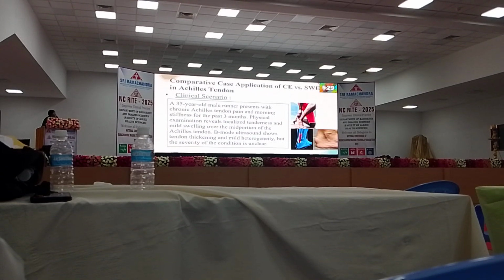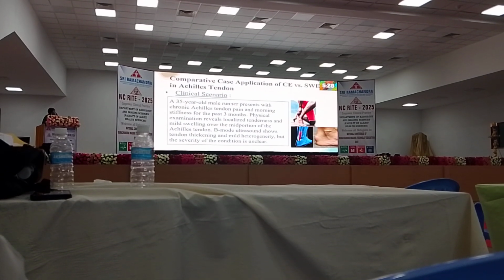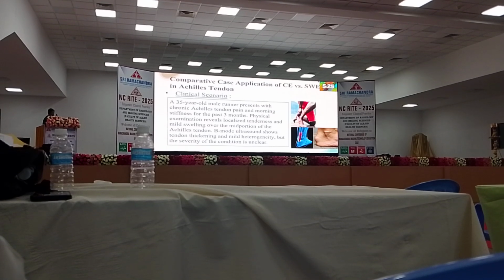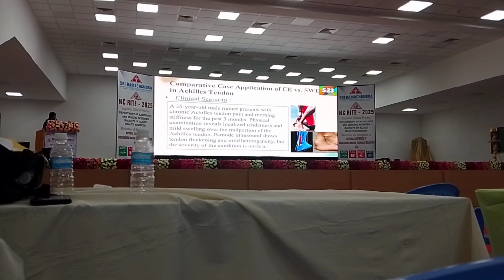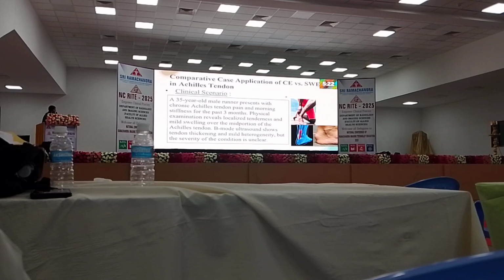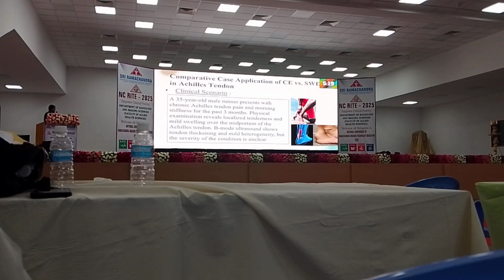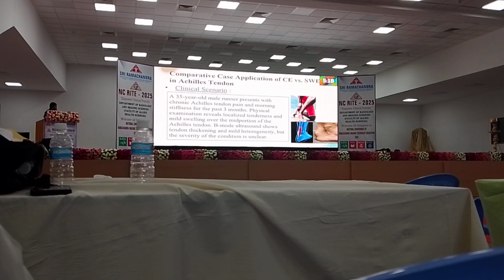Now I will go on to a comparative case application of compression elastography versus shear wave elastography in the Achilles tendon. The Achilles tendon is a region present between the calf and the heel bone. It is a region which connects both of the areas. Here, let's move on to a clinical scenario.